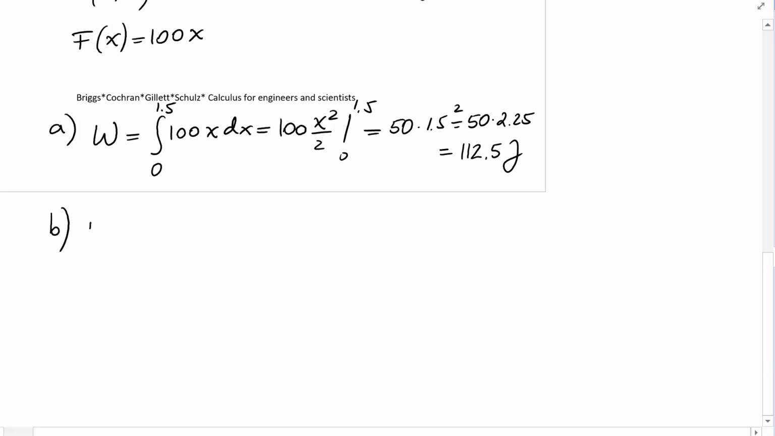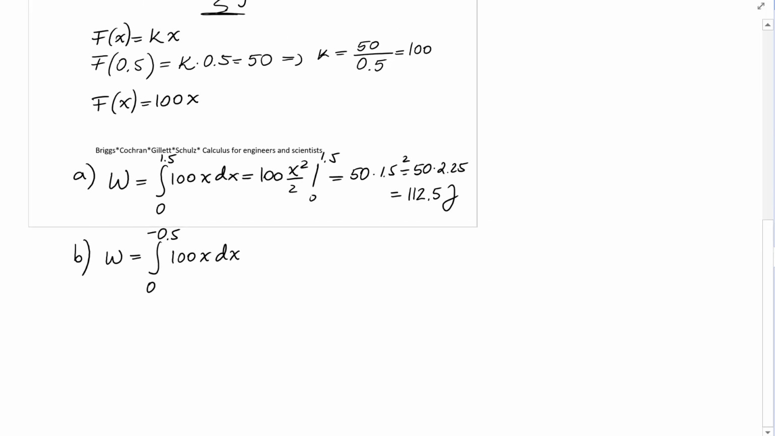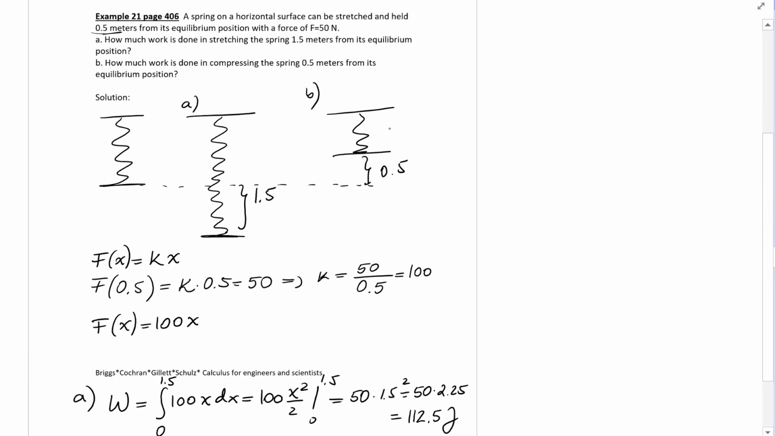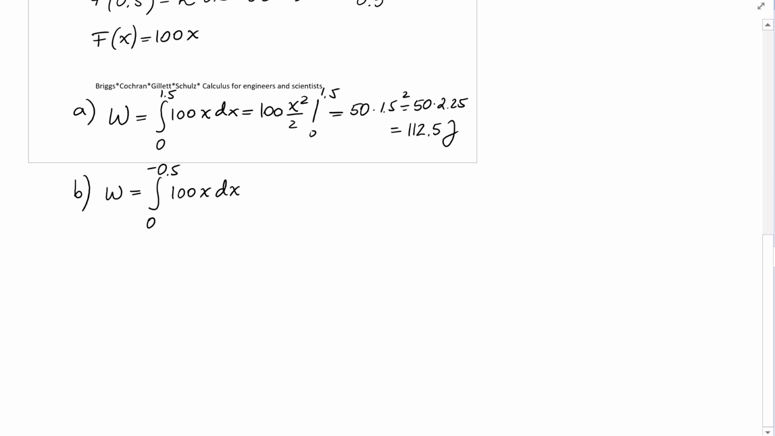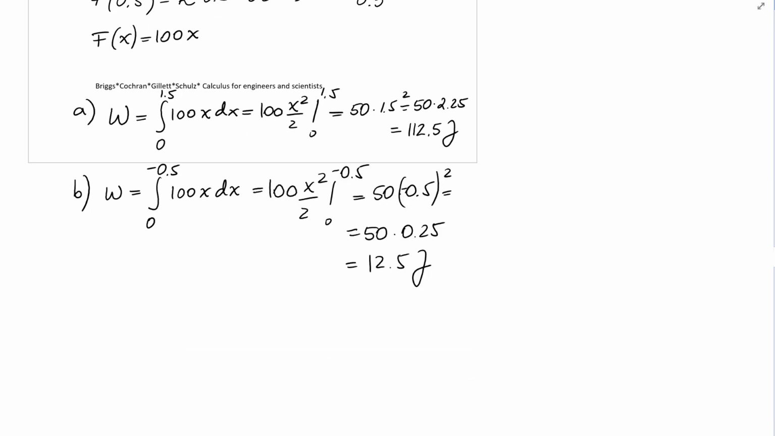Let's take a look at part B. The work needed to compress it is going to be the integral from 0 to negative 0.5 of 100x dx, because we want to compress it 0.5. So it's going to be equal to 12.5 joules.